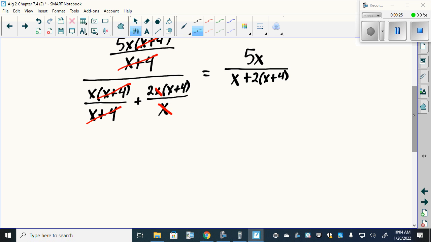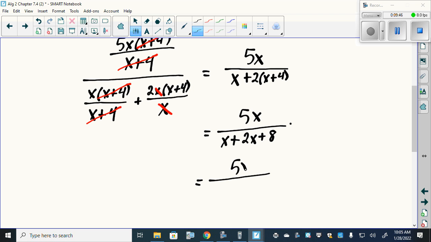So now we just need to simplify, because the denominator we have x plus 2 times x plus 4. So we still have 5x in the numerator. 2 times x is 2x, 2 times 4 is 8, over. Is that the same thing we got doing it the other way?